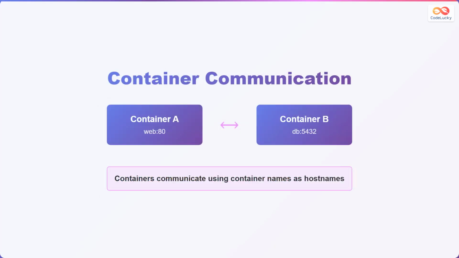Containers can communicate with each other using container names as host names. Imagine you have two containers, container A, running a web service on port 80, and container B, running a database on port 5432. Because they are on the same network, container A can access container B using the name container B as the host name and vice versa. This makes internal communication straightforward and manageable.